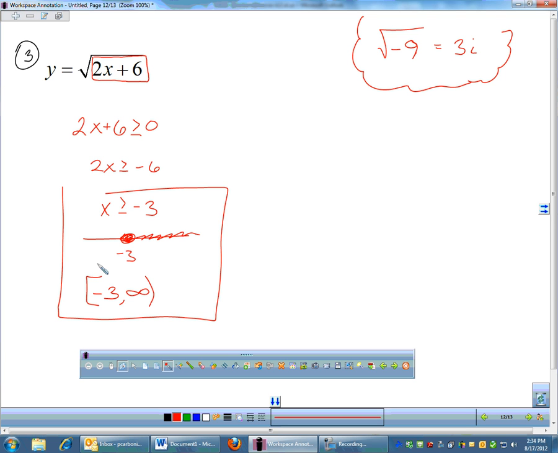And right now, for domain, all we're going to worry about is fractions and square roots. We're going to add some other kooky things in the future. That's all we have for now.